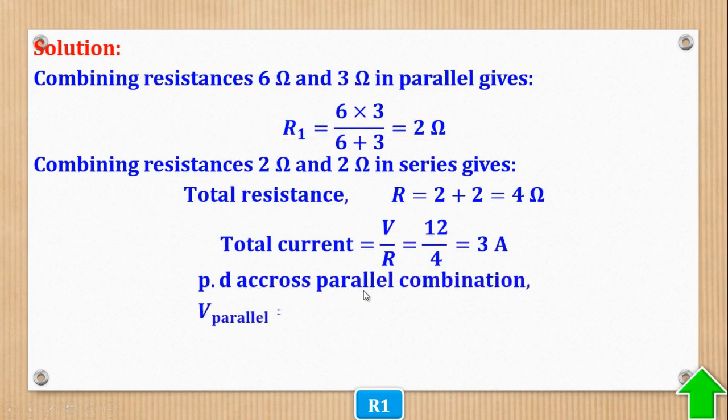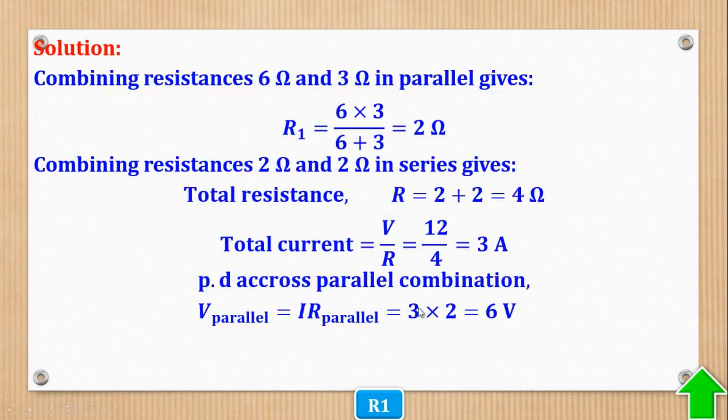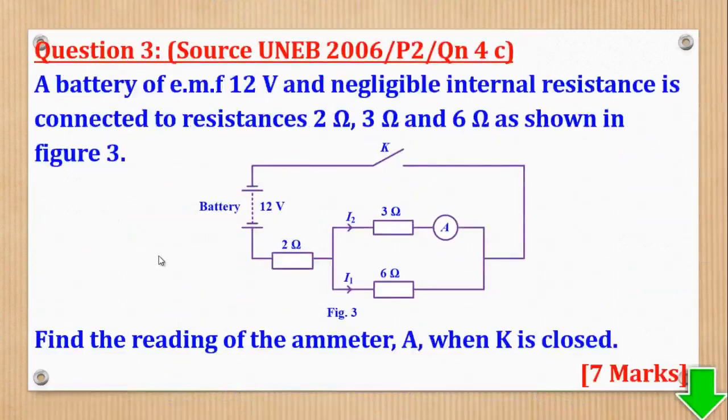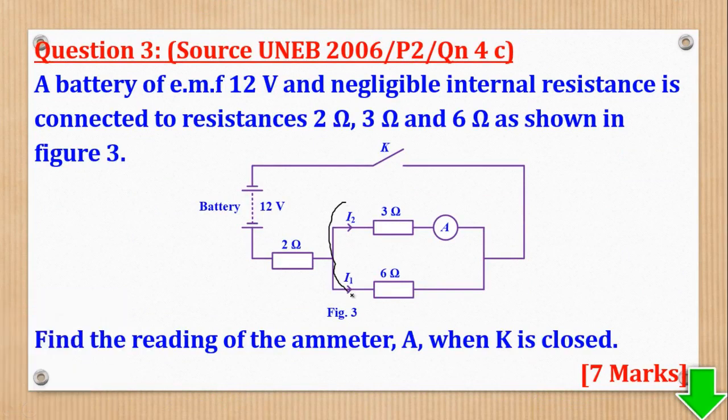So PD across parallel combination is V equal to IR. So I is the total current and R is this combined resistor. That's why you see here 3 times 2 to give you 6 volt. Now that 6 volt, it implies that when you go back to our original diagram, remember these 2 are in parallel, meaning they have the same PD. So PD across this is 6 volt and PD across this is 6 volt.